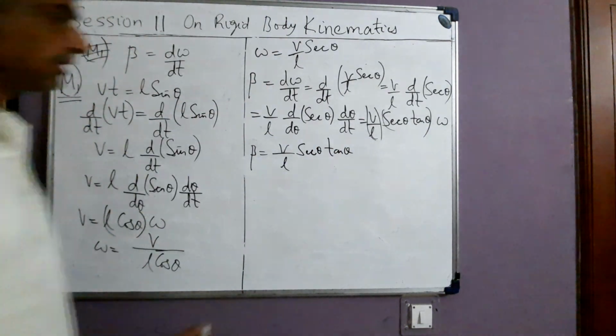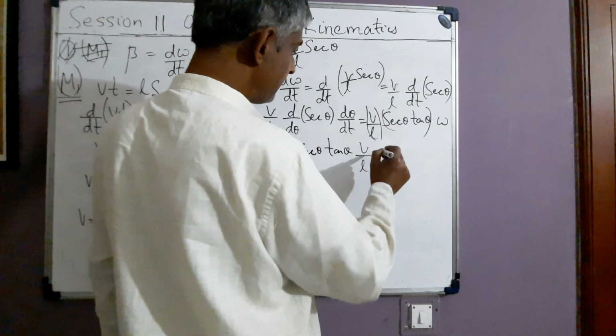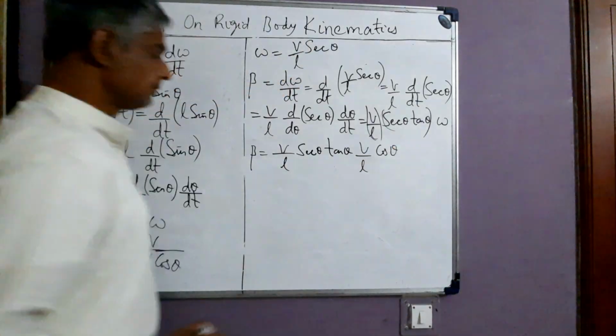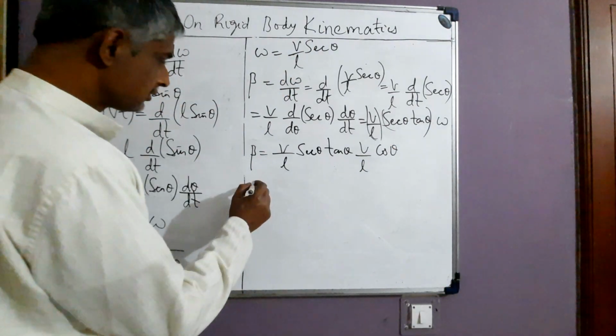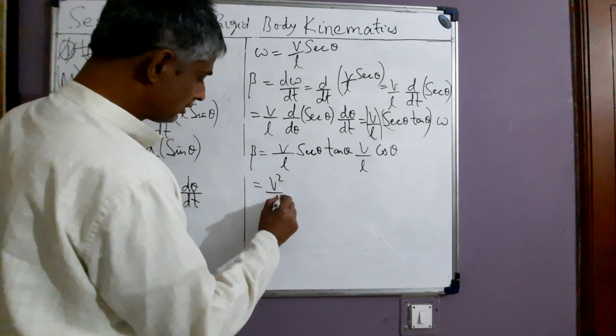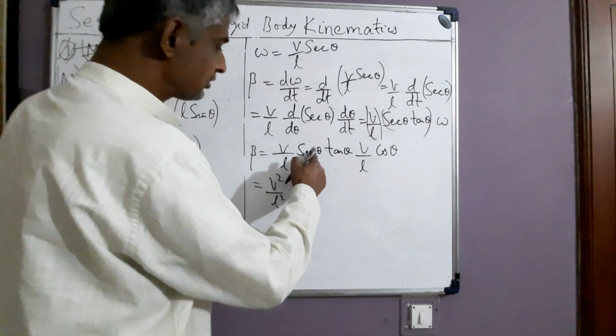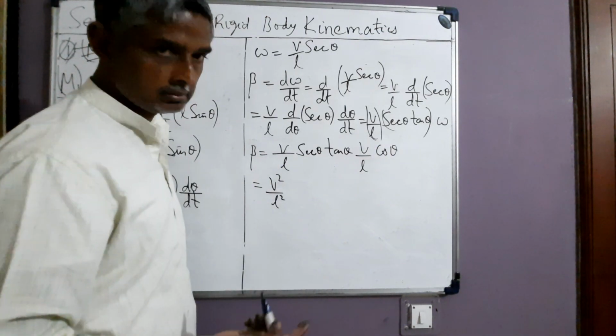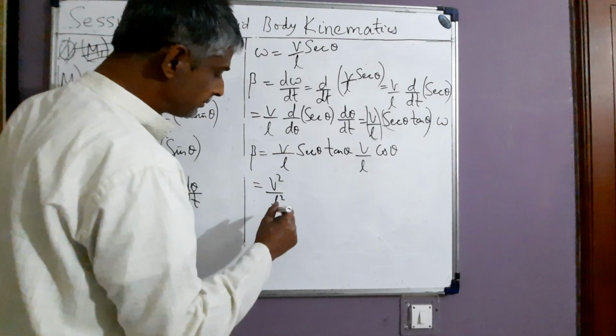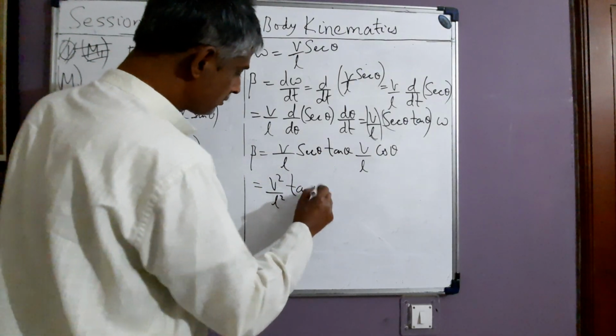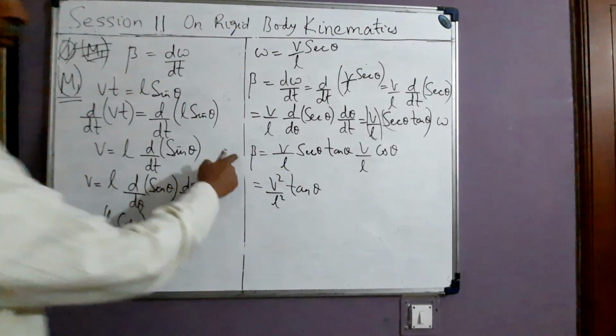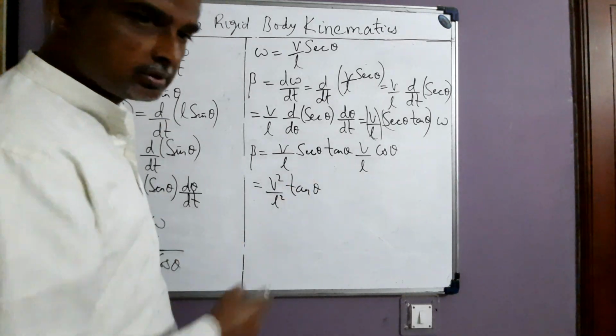Omega is V by L cos theta. So this becomes V by L into cos theta. So this becomes V square by L square into sec theta into cos theta, which becomes 1 by trigonometry. Only tan theta remains. But the answer beta should be in terms of V, L and t. So theta has to be removed.